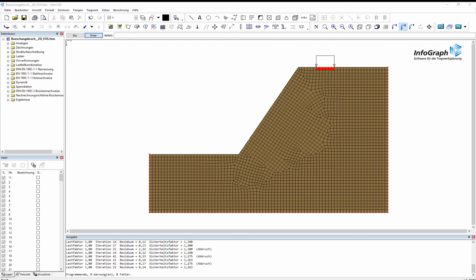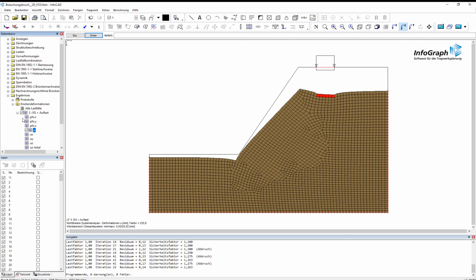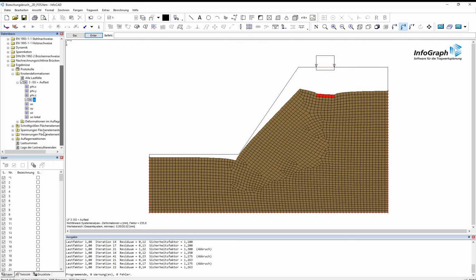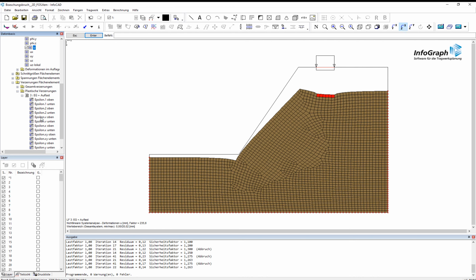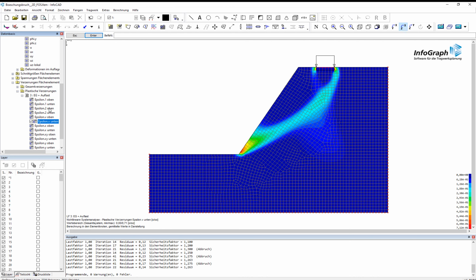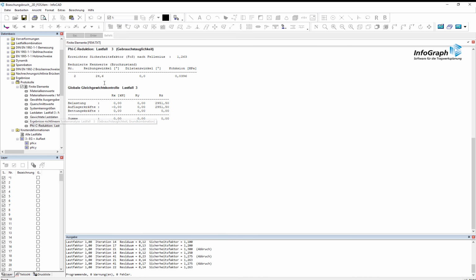The resulting deformations and plastic strains are saved for each load step and therefore can easily be verified. This holds also for the shape of the slip surface, which becomes obvious by means of the plastic strain distribution. Please find also the reduced soil parameters and the corresponding factor of safety in the listings.